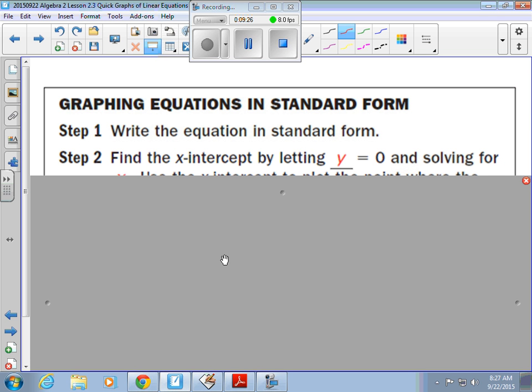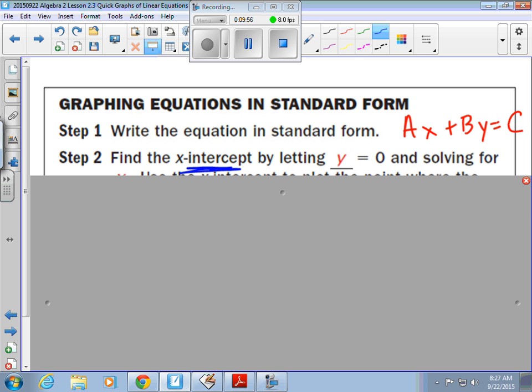Okay, graphing equations in standard form. Step number 1 is to write the equation in standard form, Ax plus By is equal to C. It's just another value. Find the x-intercept. You find the x-intercept by plugging in 0 for the opposite one. So notice y's value is going to be 0 because we're looking for the x-intercept.